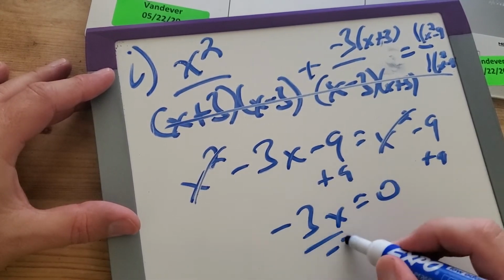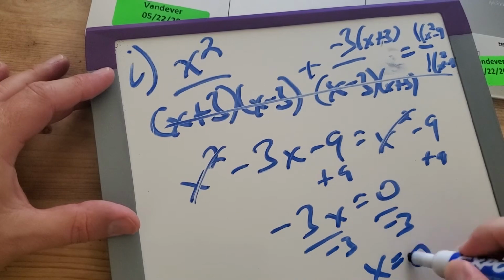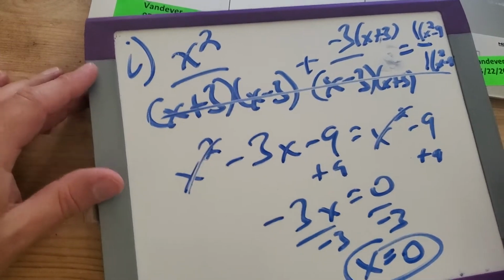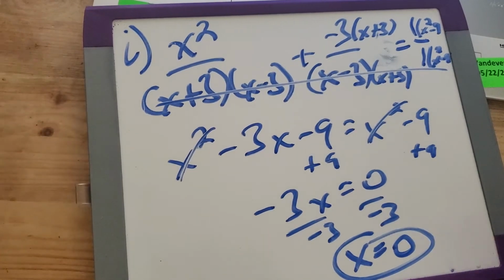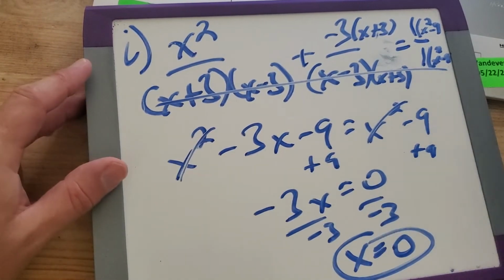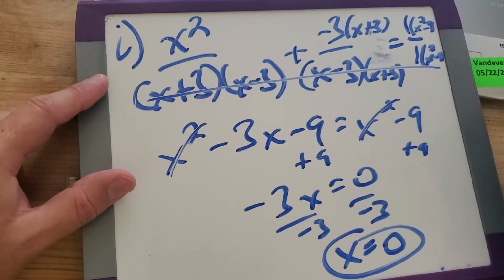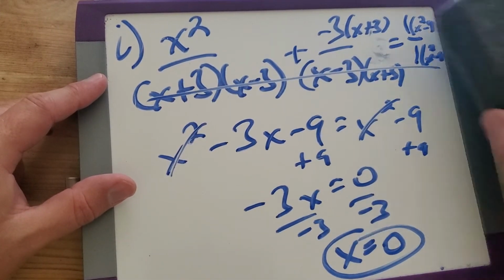This always trips people up, but you just divide by -3. x is 0. And if you check it, it actually works. It's crazy. And it's not 3 or -3, so that won't make these undefined, so you don't have to throw it out. So that one I guess we didn't do in class because I don't remember doing that with you guys before.